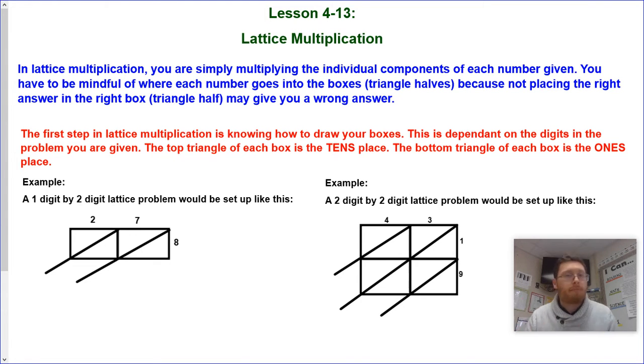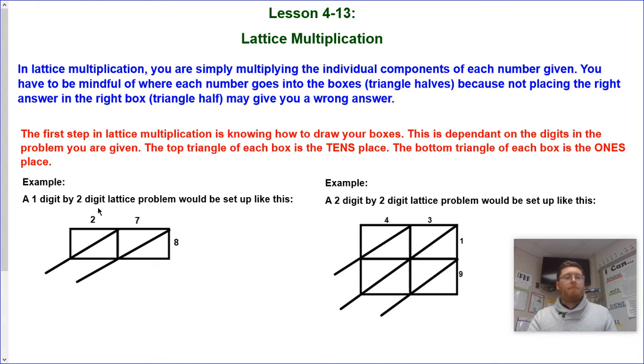This is the most important step. This is dependent on the digits in the problem you are given. So depending on whether you have a 1-digit by 2-digit or a 2-digit by 2-digit or a 1-digit by 3-digit or an 8-digit by 12-digit, depending on what your digits are, you have to create your box accordingly. The top triangle of each box is the tens place. The bottom triangle of each box is the ones place. And I'm going to show you what that means in a second.